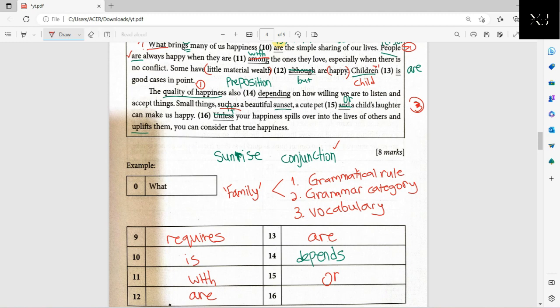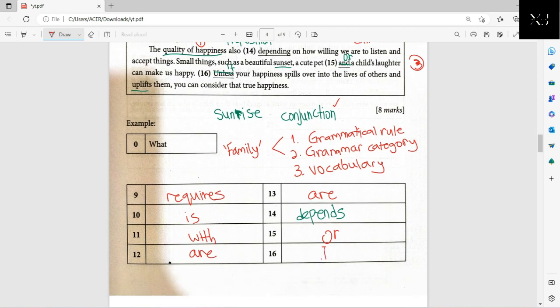If your happiness spills over, we don't say unless. Unless we are usually talking about a condition, like unless you have finished your homework, otherwise you cannot go to the playground. You see, there's a condition going on. So we say if your happiness spills into the lives of others and uplifts them, it means that you make them happy, you make them cheerful, you give them positive vibes. You can consider that true happiness. So again, why we cannot use unless, because it's not a condition, we use if. Because sometimes some people like to talk about negative things with others, so that is not a happy thing.